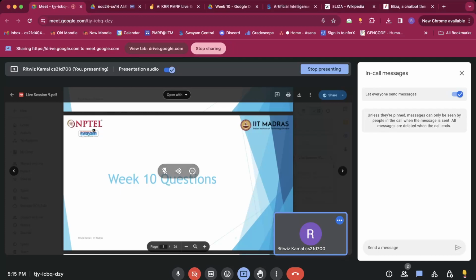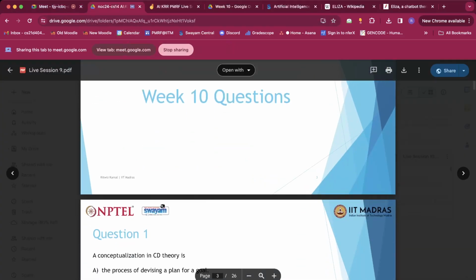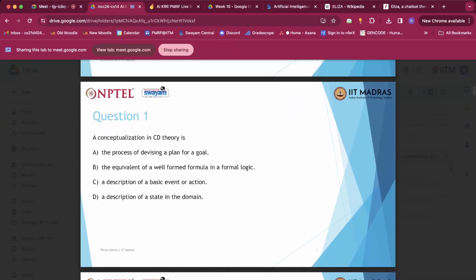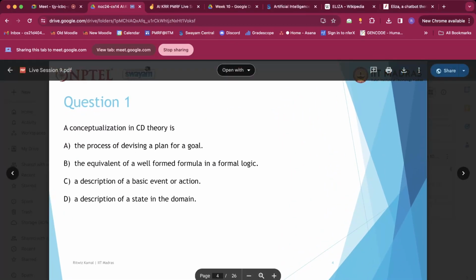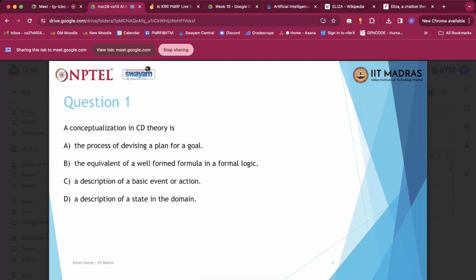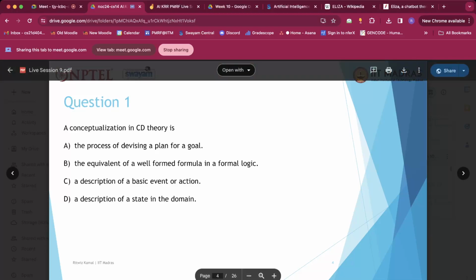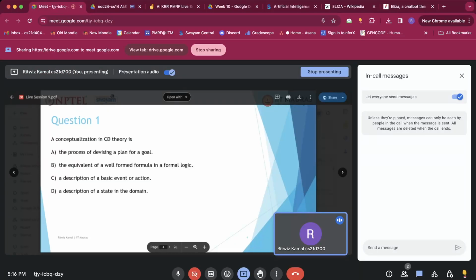Here is the first question for today. Today the questions will be based on conceptual dependency theory, or CD. A conceptualization in CD theory is which of the following? The options are: the process of devising a plan for a goal, the equivalent of a well-formed formula in a formal logic, a description of a basic event or action, and a description of a state in the domain. I'll wait for maybe a minute or two, and you can think about it, and then we can discuss the solutions.